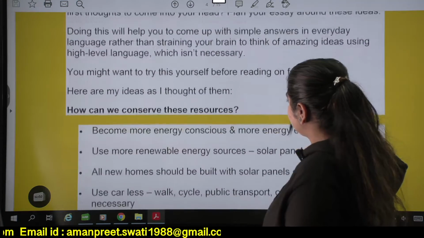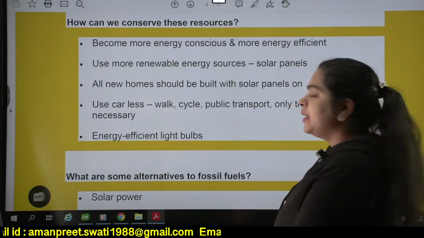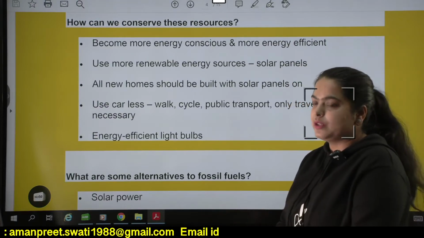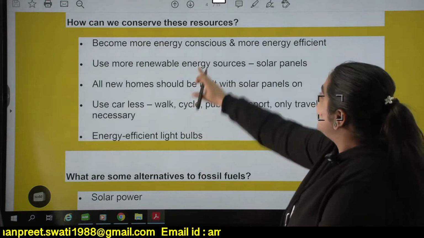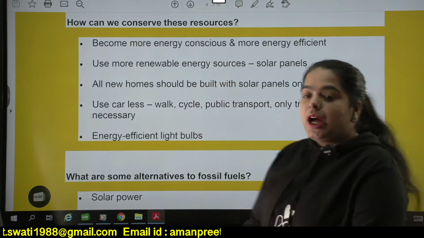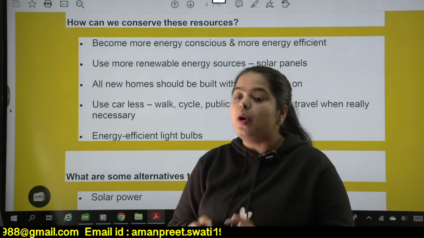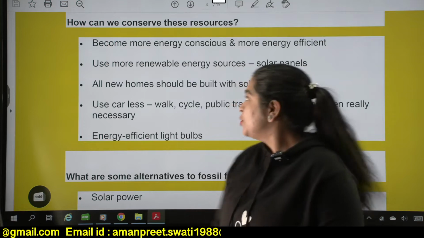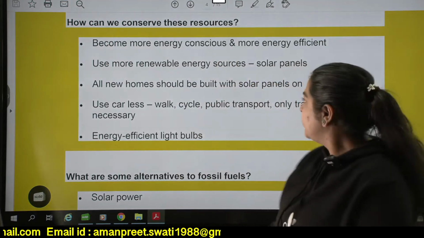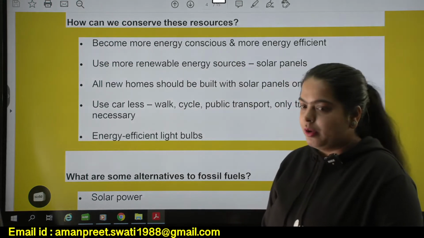So, how can we conserve these resources? What are the various ways with the help of which we can actually conserve the resources? Become more energy conscious and more energy efficient. You can be efficient in energy if you are thorough with the thing, right? So that means you're conscious about it. Use more renewable energy resources. That's really very important, right?